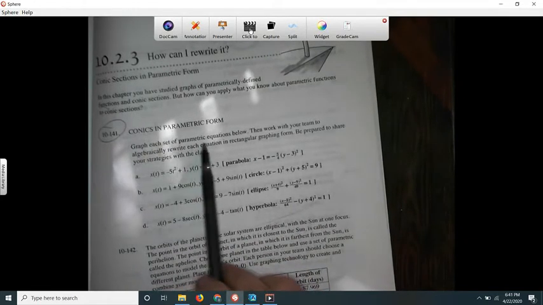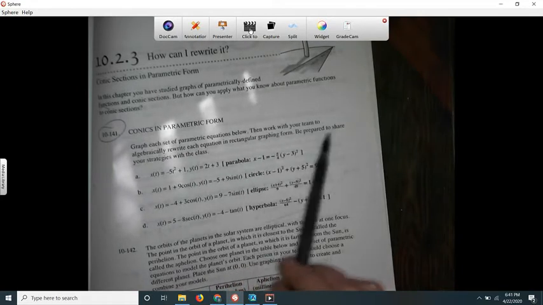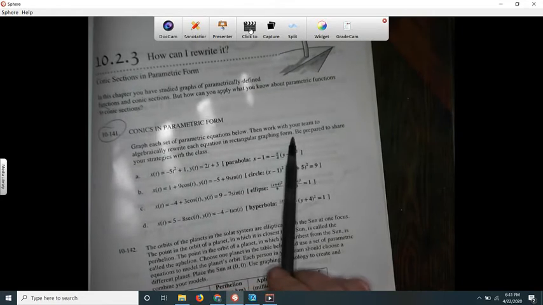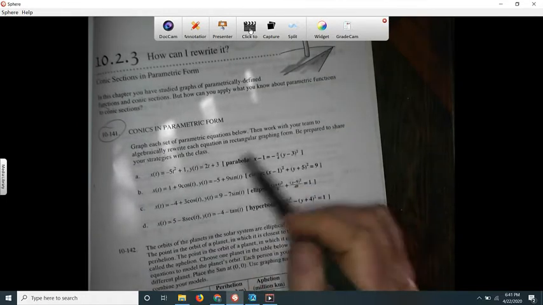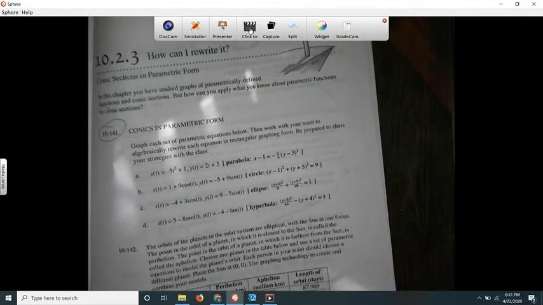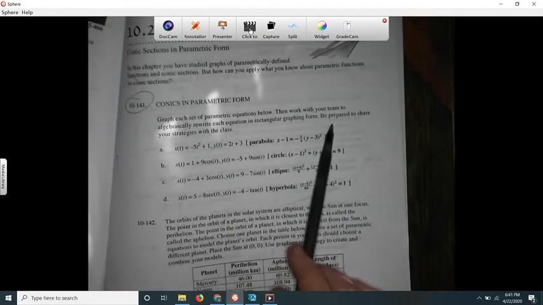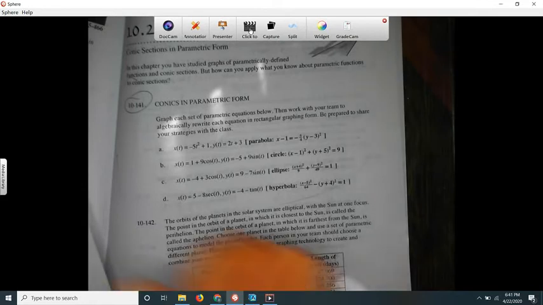Graph each set of parametric equations below, and then work with your team to algebraically rewrite each equation in rectangular graphing form. Be prepared to share your strategies with the class. Actually, I did not graph these. I can probably graph them real quick as we go, but I'm going to rewrite these in rectangular graphing form. What we do is something called eliminating the parameter.